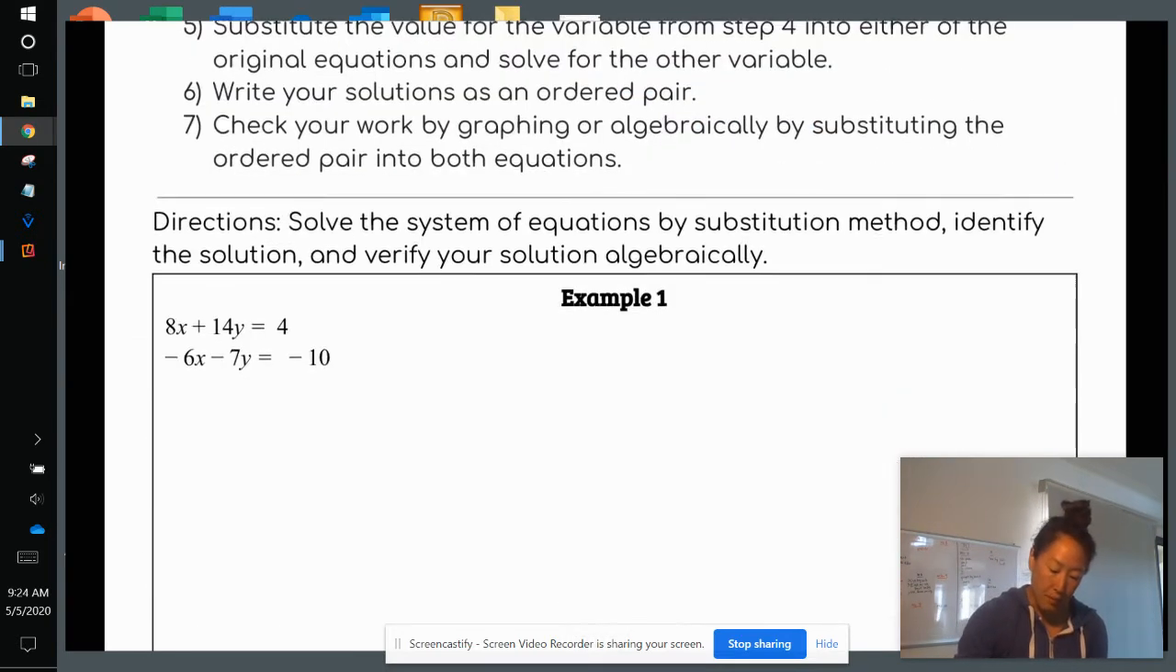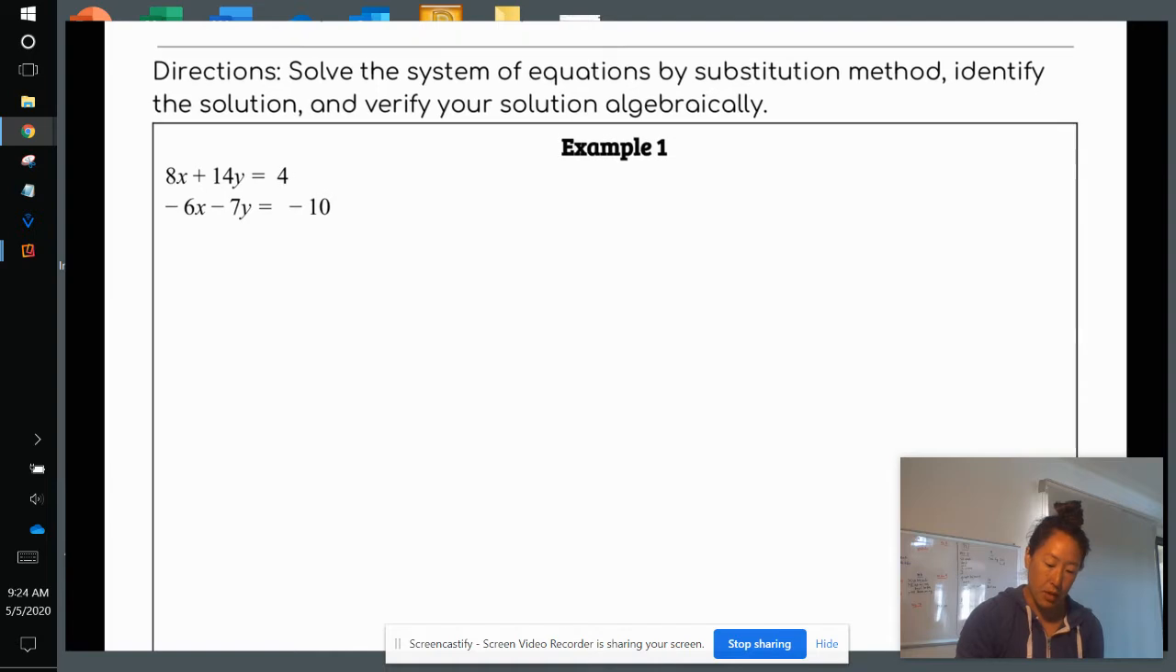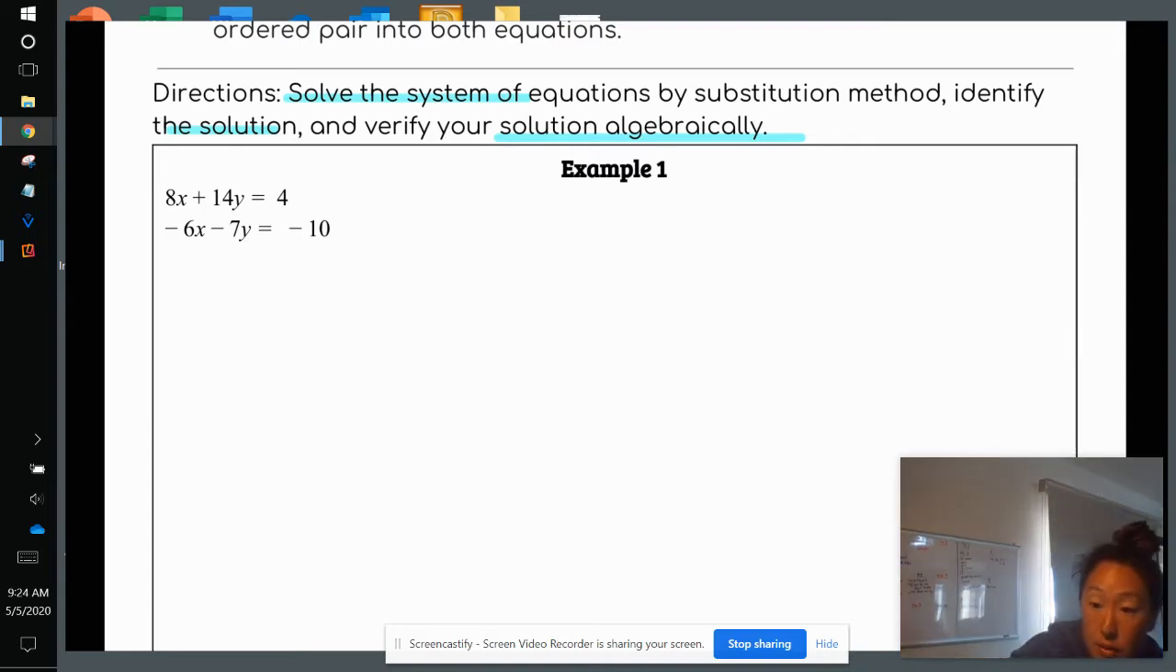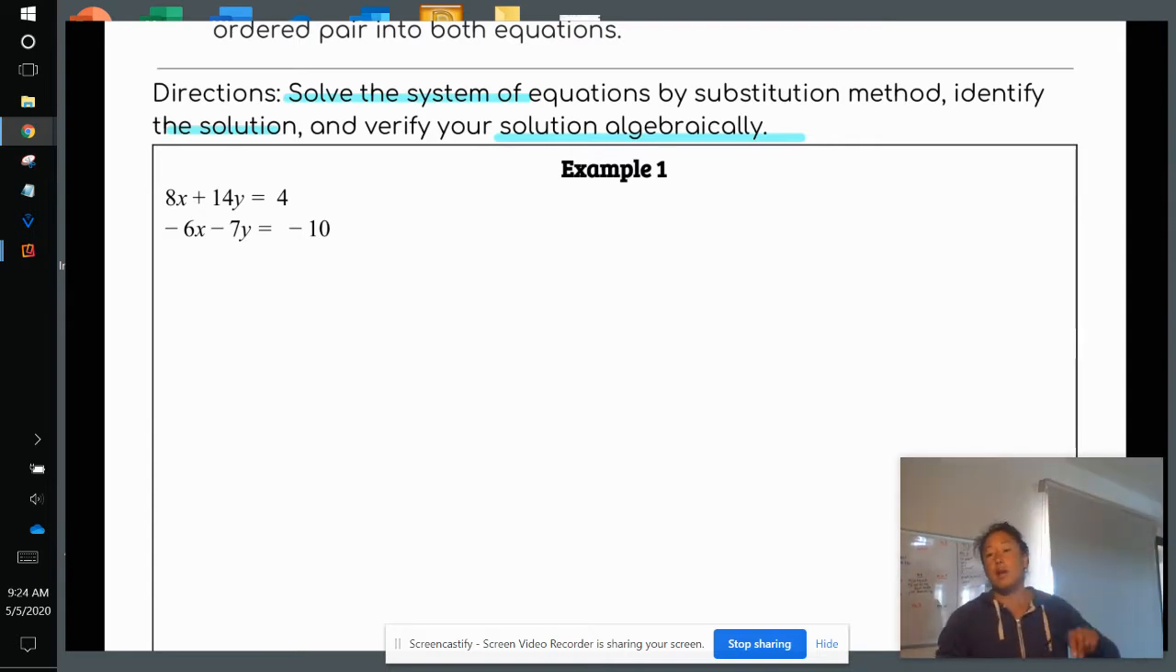Okay, so in the example, the directions are to solve, identify the solution. Some of you guys are still not doing that, and you need to check the solution algebraically. Again, some of you guys are not doing that, so you're not getting full credit. Make sure you read the comments on your slides so that you can get your feedback and then resubmit if you're within the time limit. Okay.